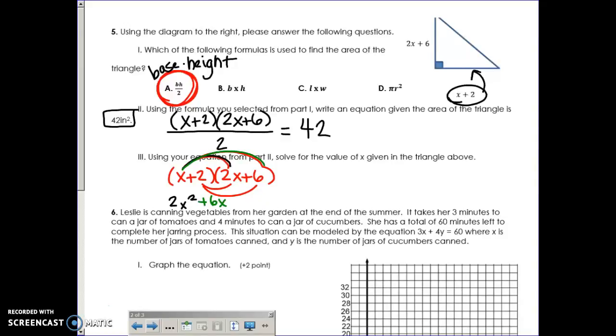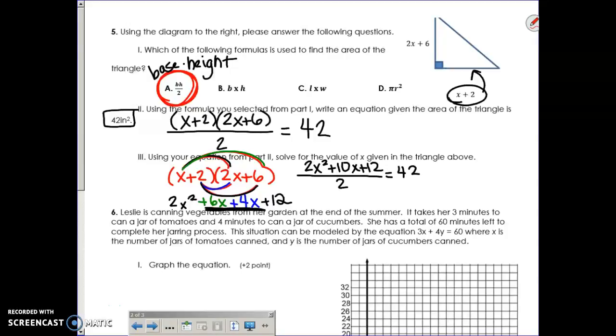And you could do box method for this if you wanted. It's all right. It's up to you. 2 times 2X is 4X. And 2 times 6 is 12. I think it's the same color twice, but whatever. These two things are like terms, so they're actually going to become 10x. So we have 2x squared plus 10x plus 12. Still is all divided by 2. Still is equal to 42.